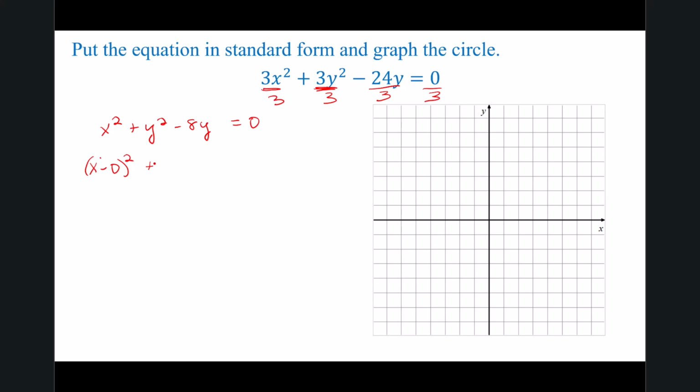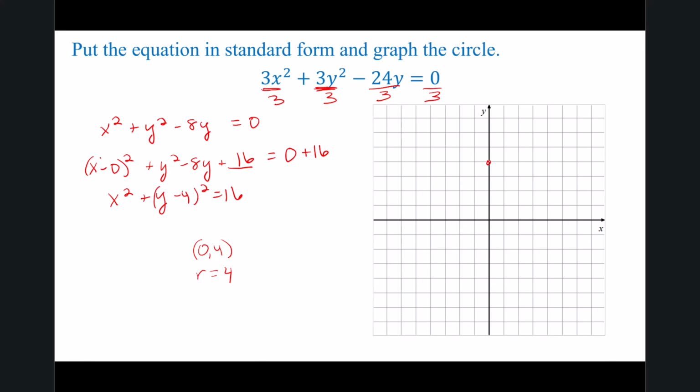And then for the y's, I have y squared minus 8y plus, half of negative 8 is negative 4, and negative 4 squared is 16. On the other side, I had 0, and I'll add 16 because I added 16 to the left side. So I have x squared plus (y minus 4) squared equals 16. So my center is 0, 4, and my radius is the square root of 16, or 4.